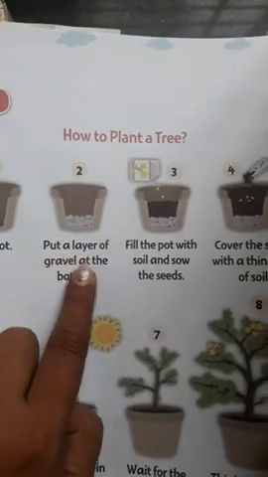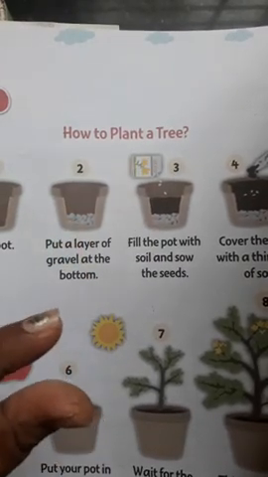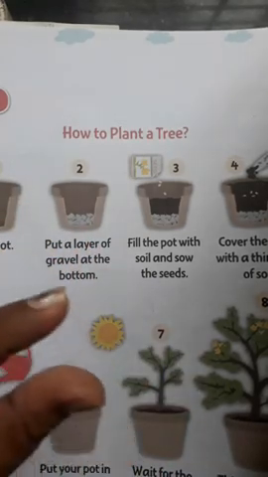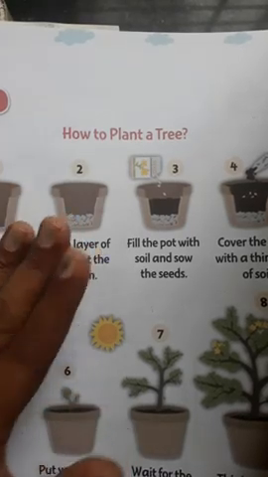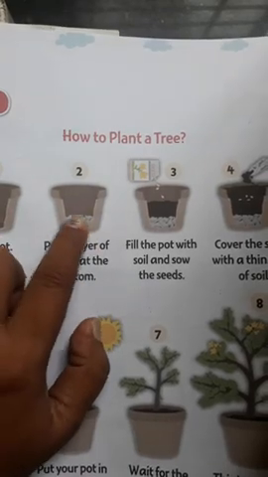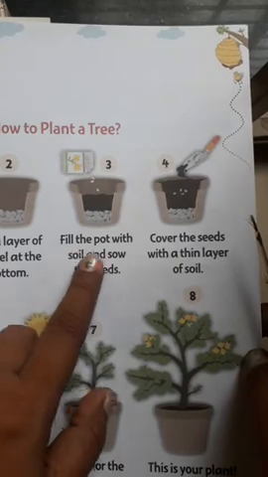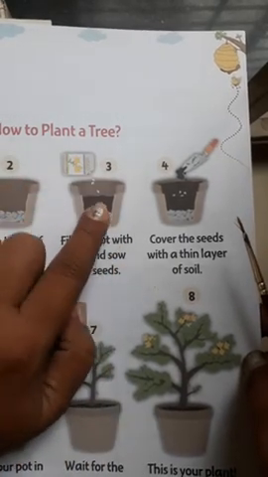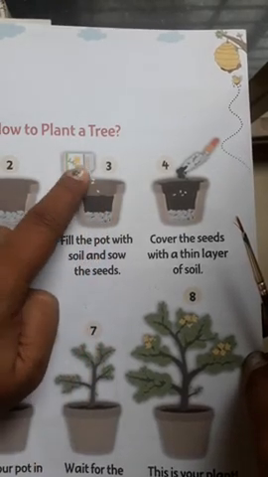Next, put a layer of gravel at the bottom. Gravel means what, children? Small stones, not big rocks. Sand also we don't want. Small stones are called gravel. So the second step, as soon as you take the pot, you have to put a small layer of gravel at the bottom. Now third, fill the pot with soil and sow the seeds. Third step is put the soil and sow the seeds.